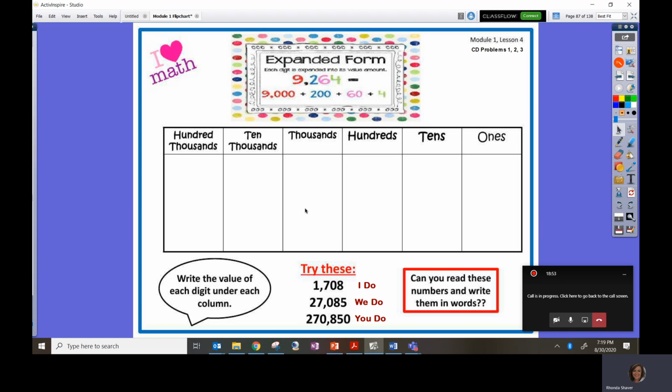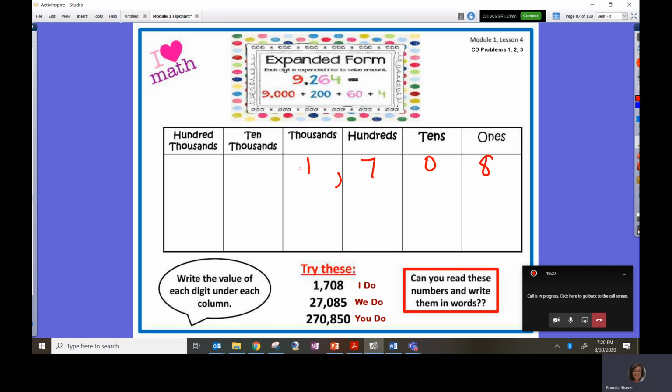We're going to write the value of each digit under the column, and we're going to start with the number 1,708. So I am going to come up here at 1,708. So I know I have 1000, I have 700, 0 tens, and 8 ones. I'm going to back up my 3 and put my comma.